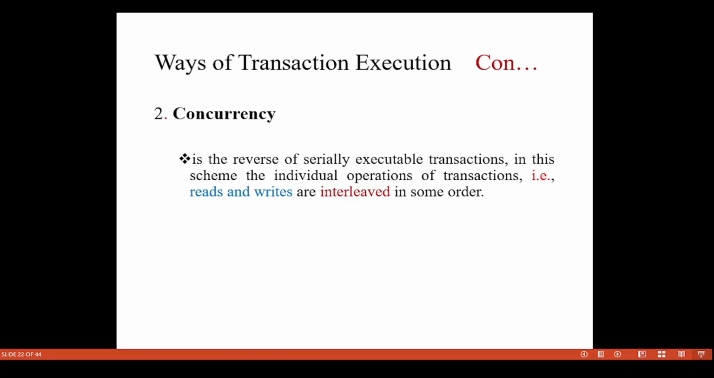Next way of transaction execution: concurrent transaction execution. This is the reverse of serial transaction execution. In this scheme, the individual operations of transactions are executed simultaneously. That means reads and writes are interleaved in some order.